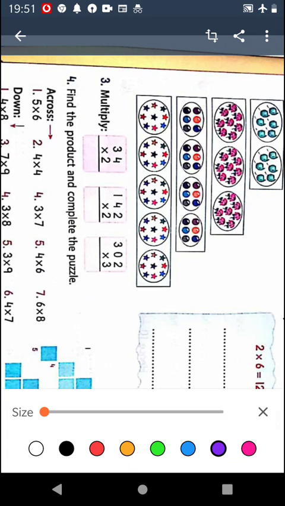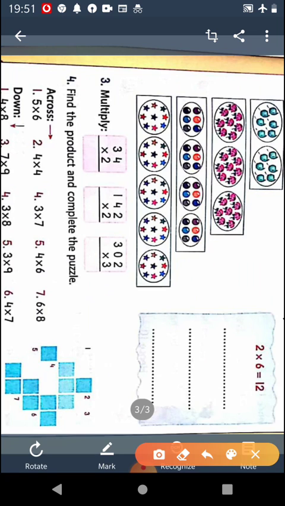Let us see. First is 5 into 6 is equal to 30. So first is 5 into 6. So for the box where 1 is written, you have to write the answer, that is 5 into 6 is equal to 30. Okay. Now second is 4 into 4. 4 into 4 is 16. So number 2 is written here. So 1 and 6. Okay.